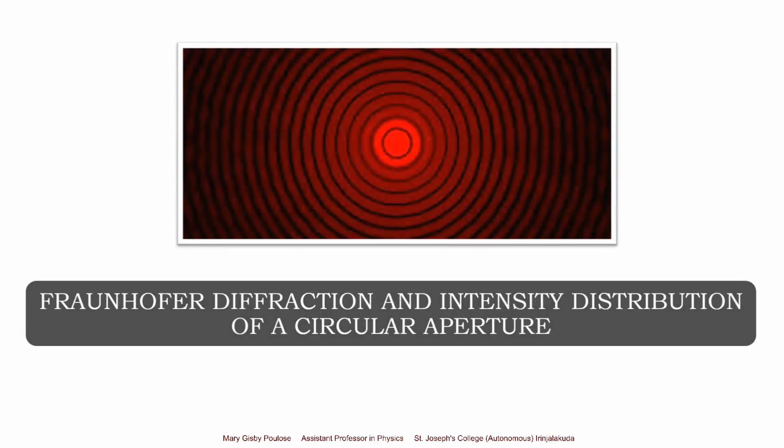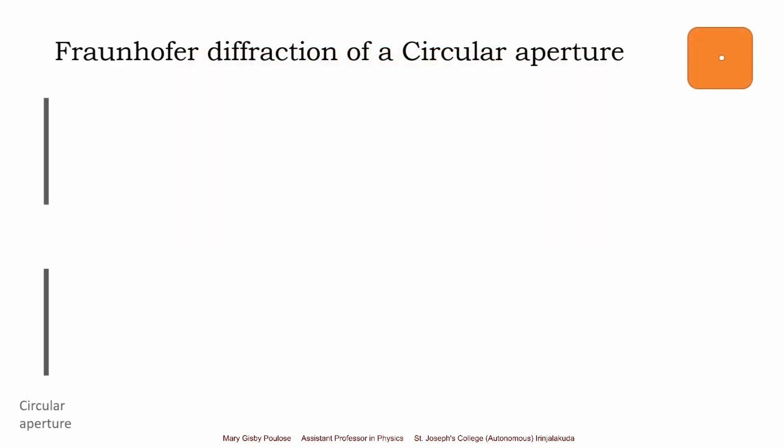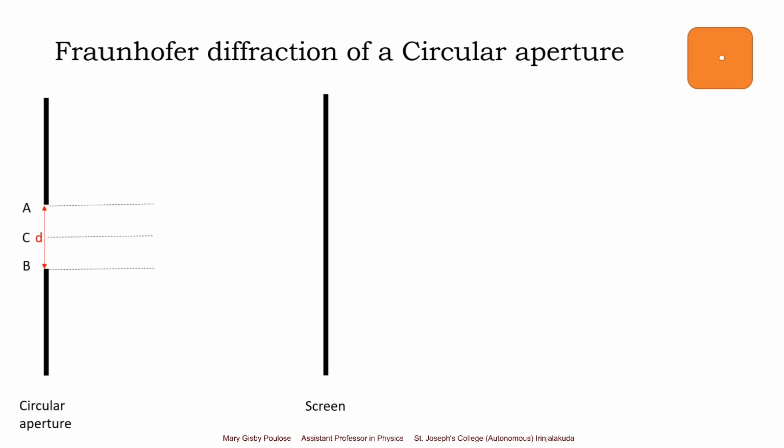Let us discuss the Fraunhofer diffraction and intensity distribution of a circular aperture, a pinhole. Now, assume a circular aperture AB of diameter small d. Light will pass through it and get diffracted. The diffracted beam can be observed on a screen placed in front of the aperture. When the beam diffracts through the aperture, it can be focused on the screen using a lens.